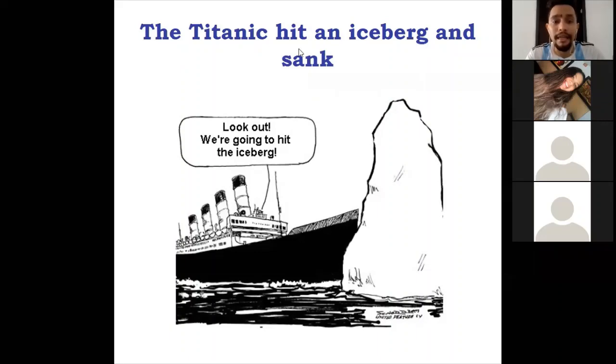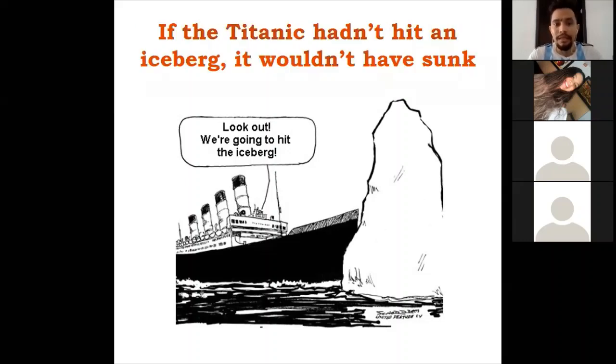The Titanic hit an iceberg and sank. El Titanic se estrelló o golpeó un iceberg y se hundió. Esto es lo que realmente sucedió. Ahora, ¿cómo yo lo transformo a condicional tipo 3? Pues pensando en qué hubiera pasado si no hubiera hecho eso, right? So, if the Titanic no hubiera, right, hadn't hit an iceberg, it wouldn't have sank, right? So this is the answer. If the Titanic hadn't hit an iceberg, it wouldn't have sunk, right? So this is it, and that's what you gotta do.